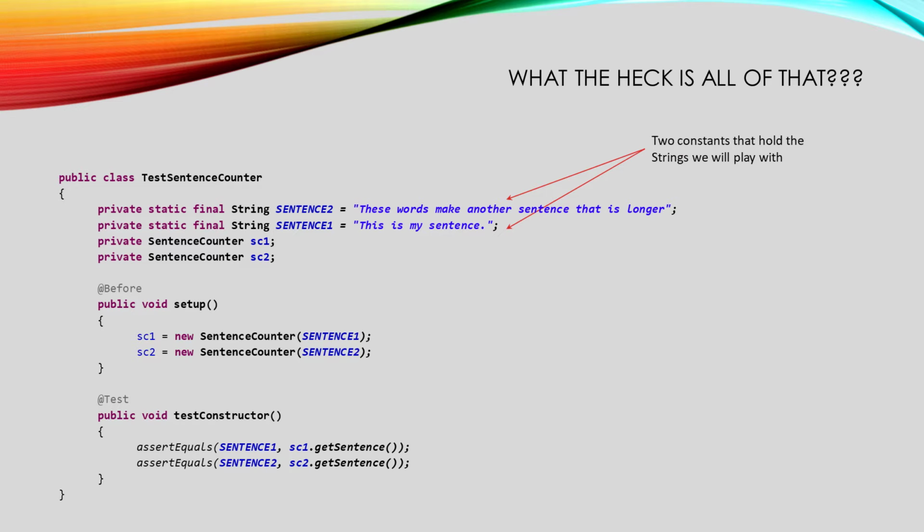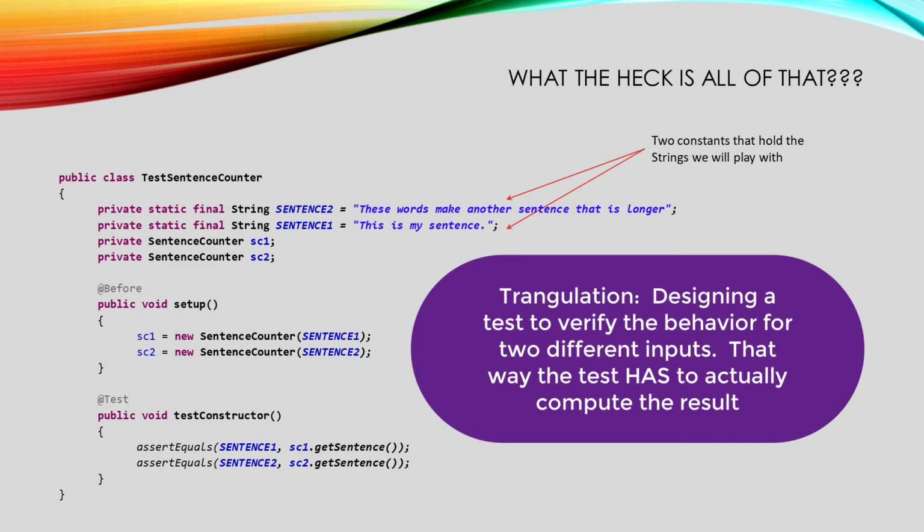This is the test code that the lab starts you with. Let's decode it to make sure you understand the details of what's happening. It starts by declaring two constants that are strings. The tests are going to run on those two strings. Since they're different, the statistics you calculate will have different values for them. Using two inputs in the tests is a strategy called triangulation.